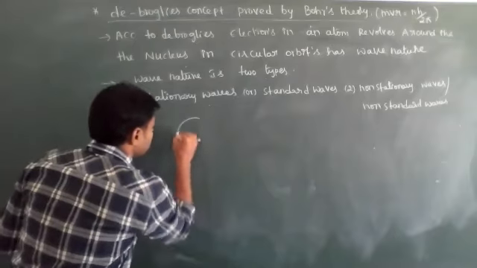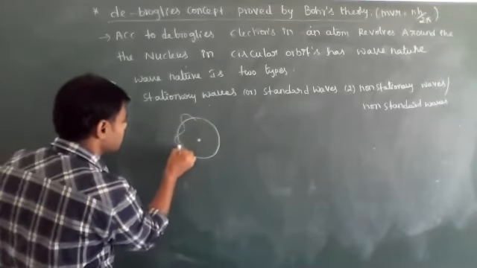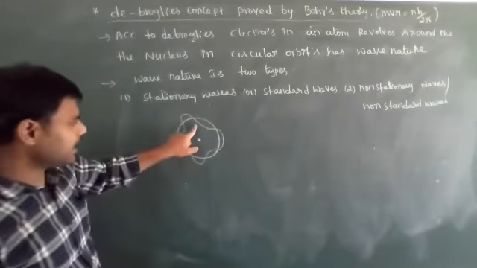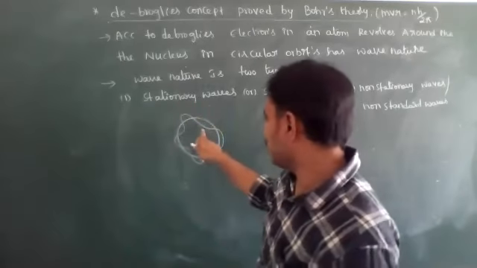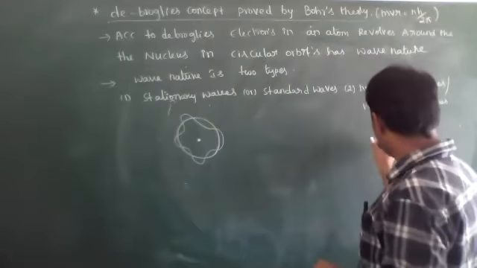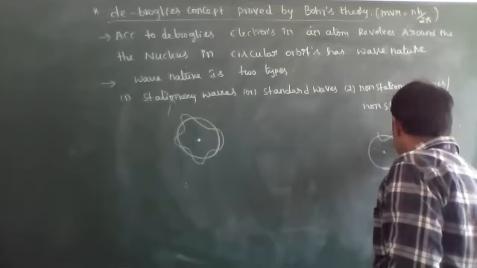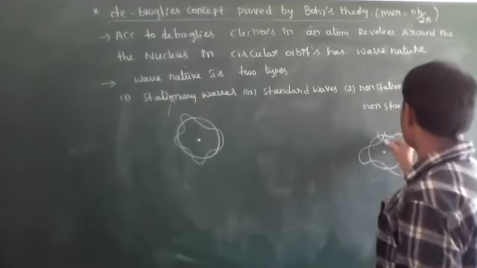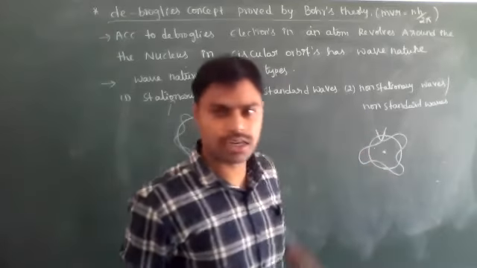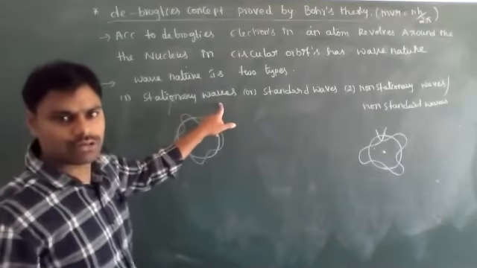This is the nucleus. This is the orbit. In that orbit, the electron revolves around the nucleus. In the wave nature, if the ends of the waves exactly meet with each other, then those are called standing waves. If the ends of the waves do not meet exactly with each other, those are called non-standing waves. But always they are in the standing waves only.